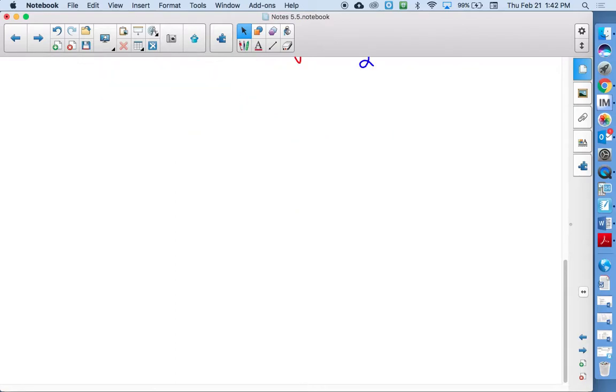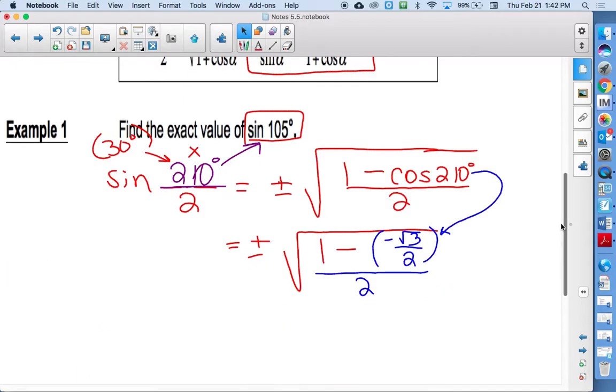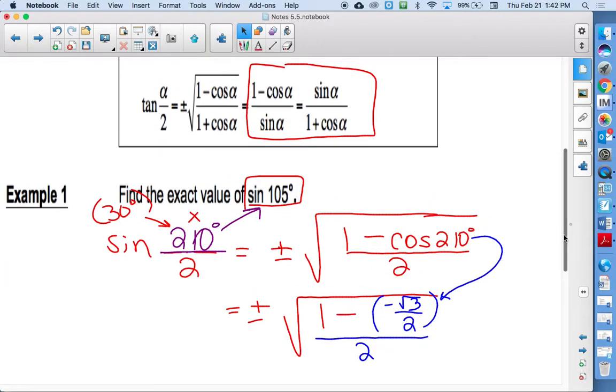And that's the number then that gets plugged into the formula. So we have 210 degrees. The cosine of it is the square root of 3 over 2. It's in the third quadrant. Cosine is negative in the third quadrant.